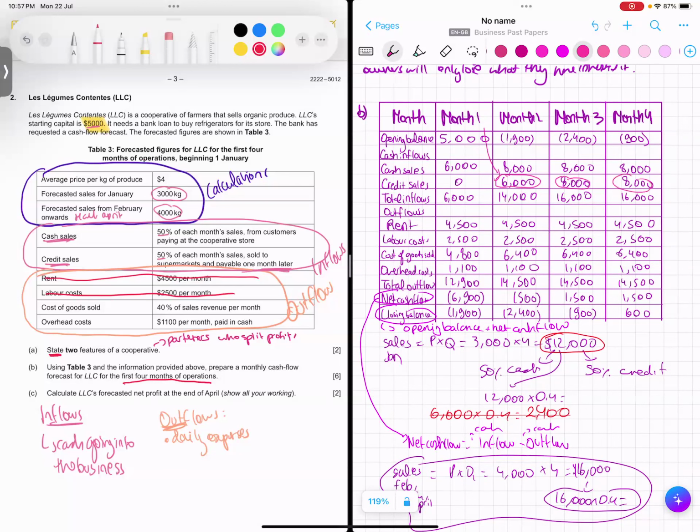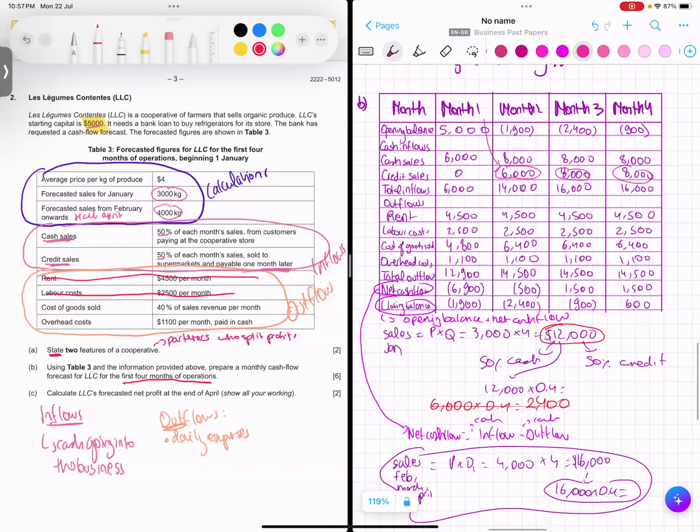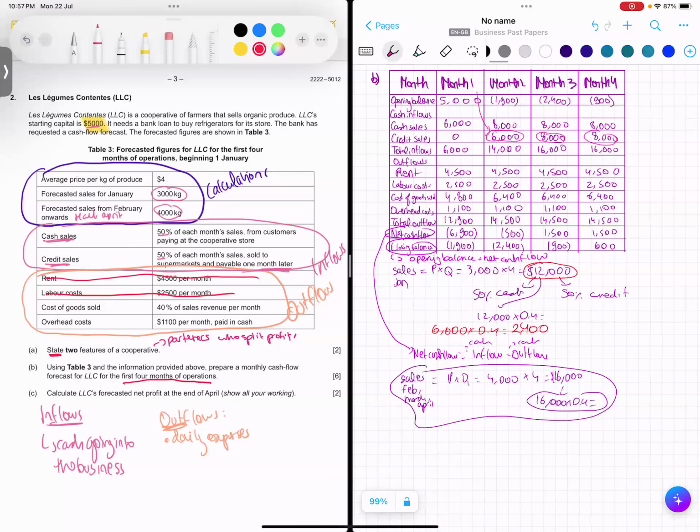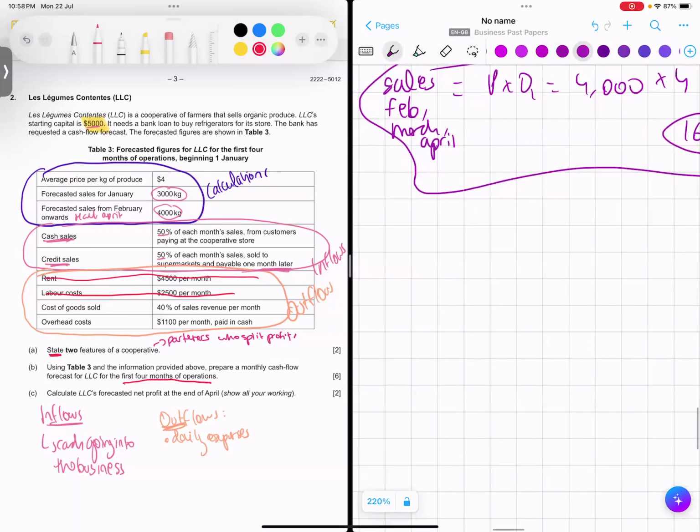So now let's go for our last question. I feel like this was quite faster than other past papers. But anyways, we're going to be doing the last question, which is C. It says, calculate LSE's forecasted net profit at the end of April. So April is month 4, technically.